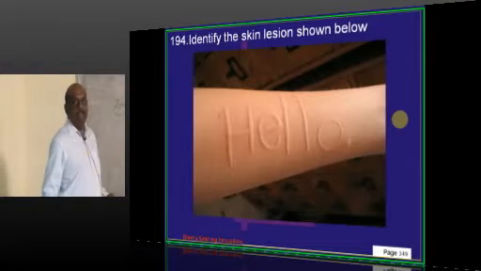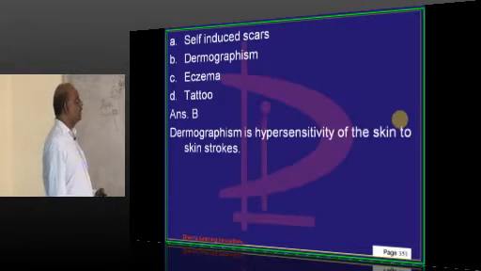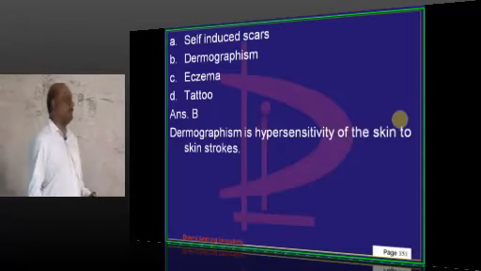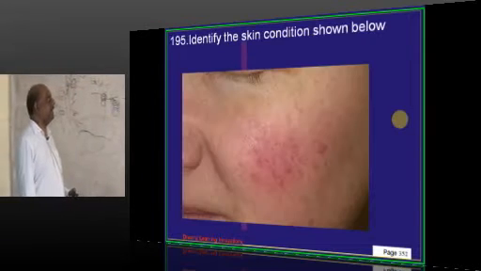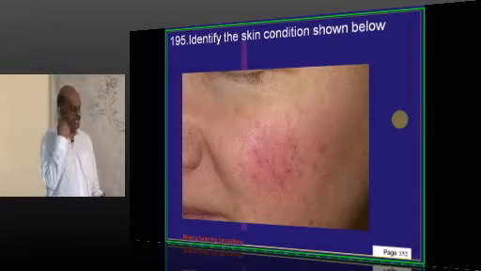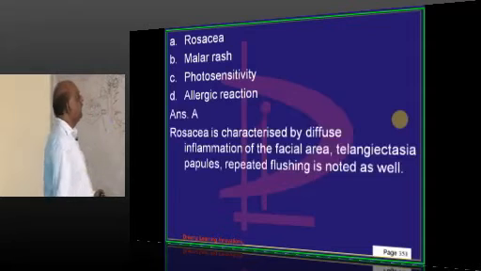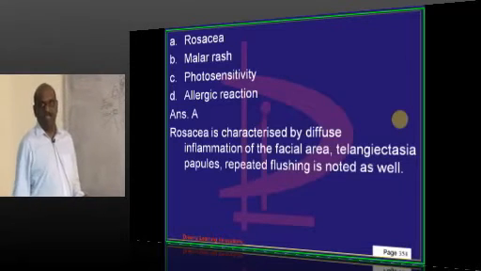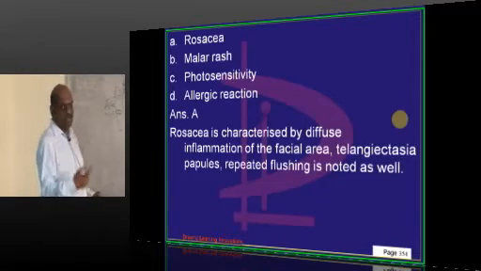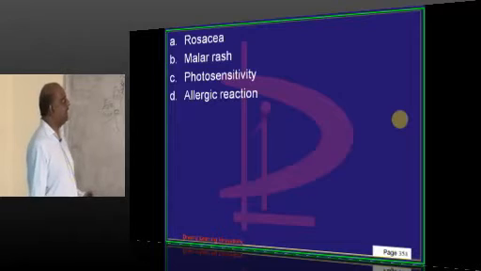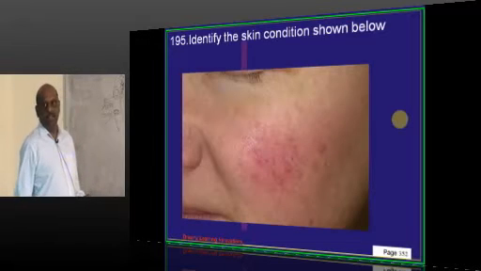Then what is a lesion shown below? So it is a case of dermatographism, which is typically seen in hypersensitivity. Now the skin lesion which you are seeing here is acne rosacea, where there is a diffuse inflammation of the facial area along with the telangiectasia, which is an important indicator.